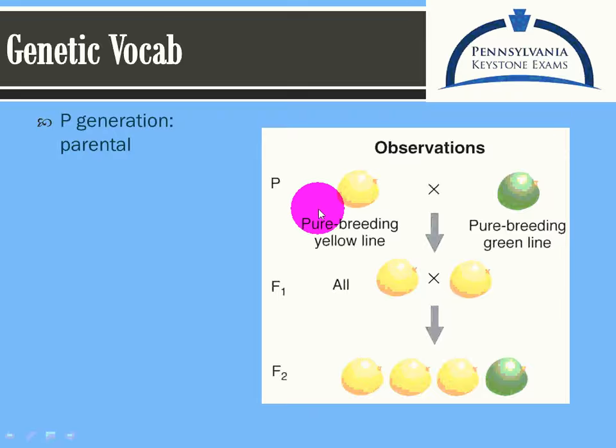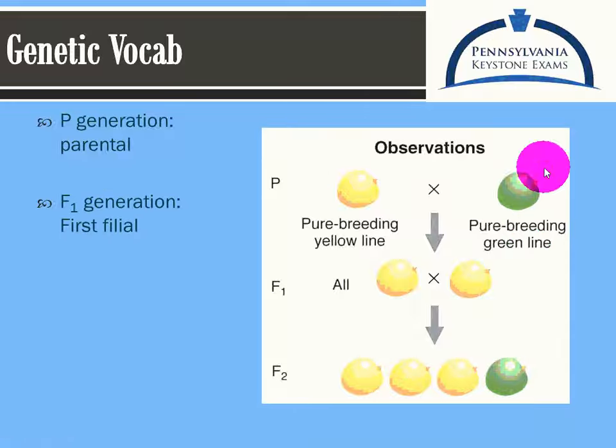So in this case, continuing right along with seed color, we have pure breeding yellow. So this would be homozygous dominant, big Y. We're going to cross that, or mate that, with a plant that would normally produce green seeds, a pure breeding green line. So that would be homozygous recessive, little y.